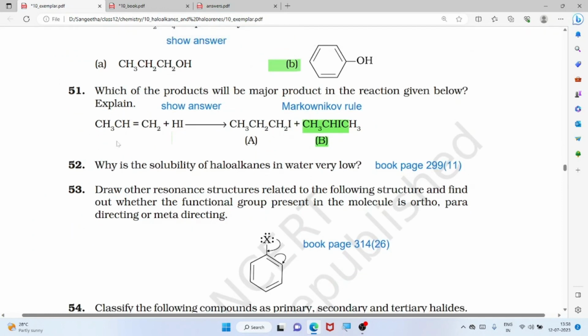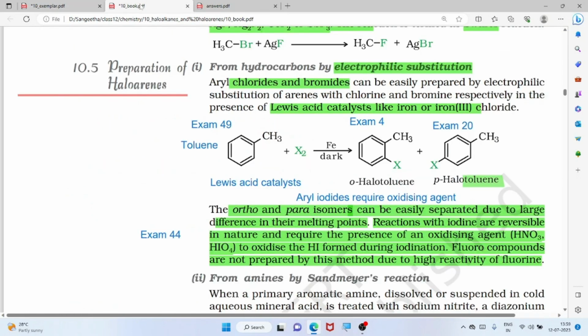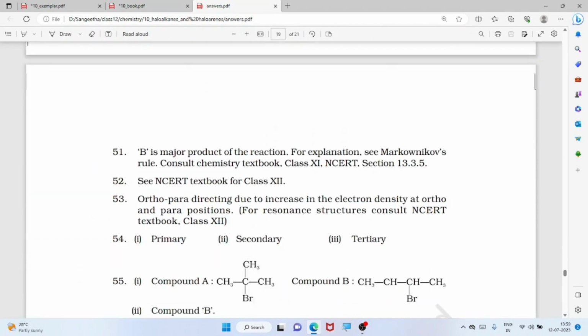Which of the products will be the major products in the reaction given below? Explain. So this is again this rule. This has the less number of hydrogen atoms attached to this side of the carbon. Okay, this will join here. Okay, this is the major product. Major product explanation. This is Markovnikov's rule.